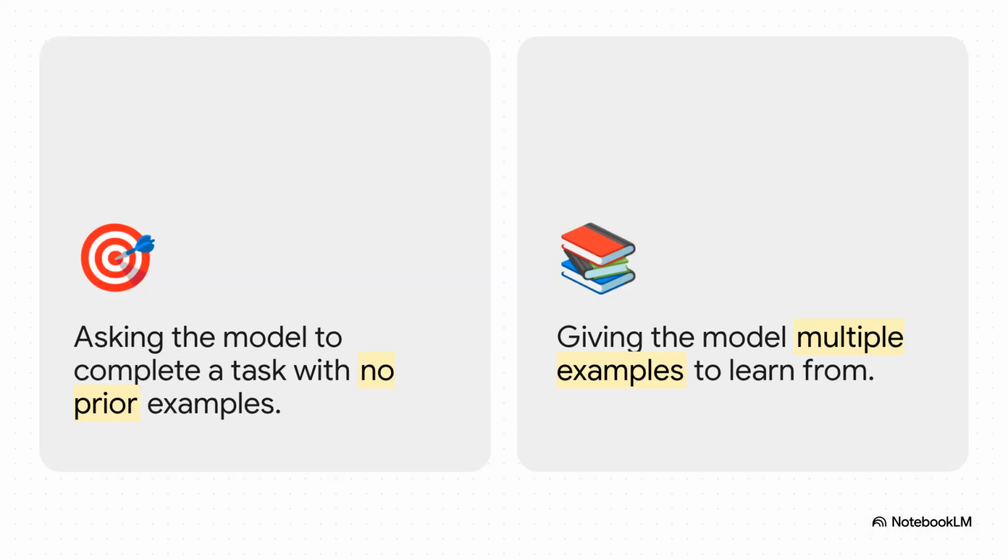Finally, we can drastically improve the output just through the art of prompt engineering. You've got zero-shot prompting, which is basically asking the AI to do a task completely cold, giving it absolutely zero prior examples. It's super fast, but honestly, it can be pretty unpredictable.